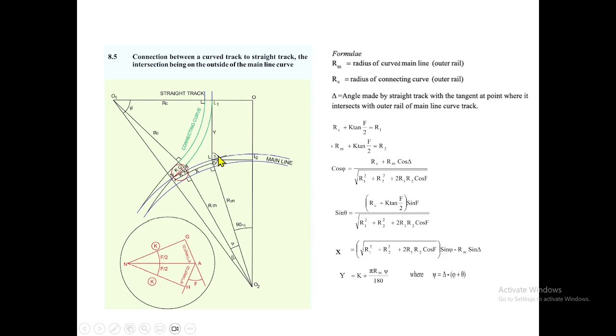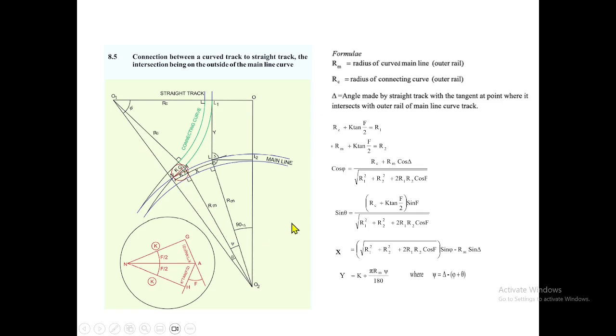Okay. So with that we are resolving. Here R1 equals RC plus K tan Phi/2. So R1 they first find, because in this there are two triangles: O1, A and N, and another triangle O2, A and N. Two triangles are there.